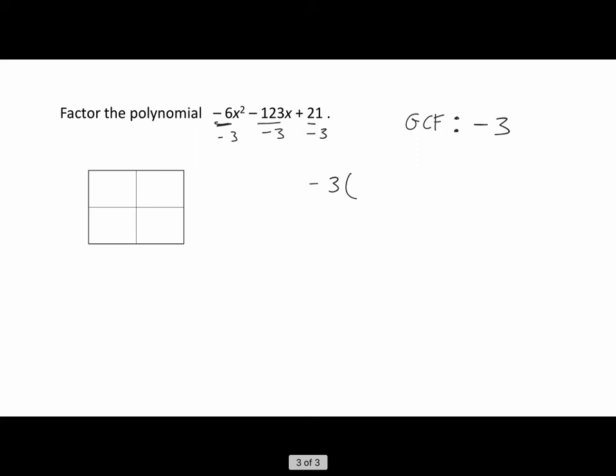For the first term, that's going to divide to a positive 2x squared. In the middle term, that goes in 41 times. And last, that's going to be a negative 7. So let's see if we can factor the remaining trinomial here. Factors of 2x squared and negative 7. And our adding goal is a positive 41x.